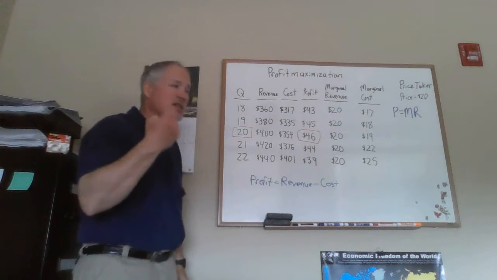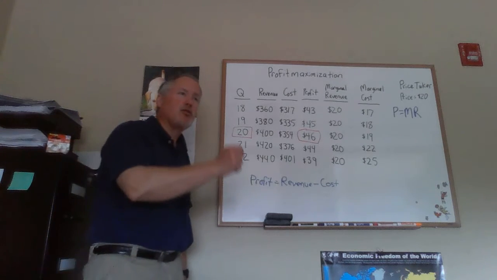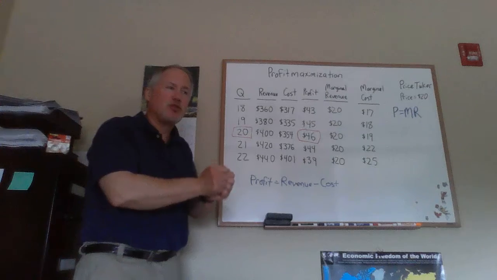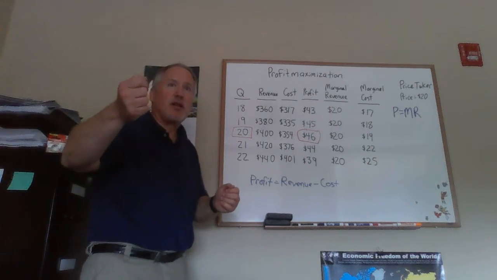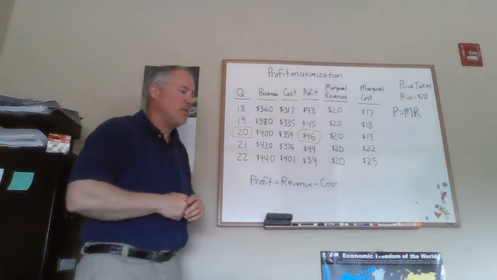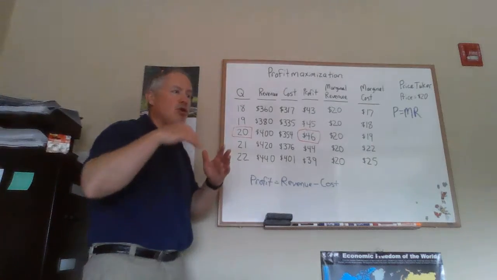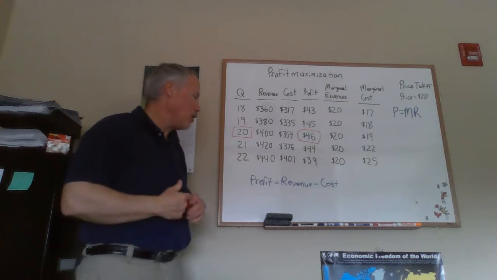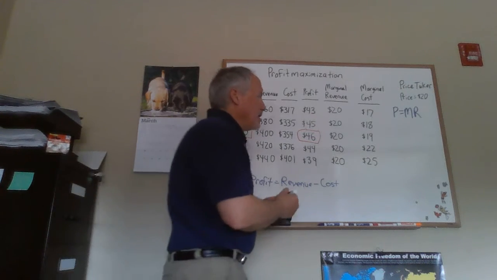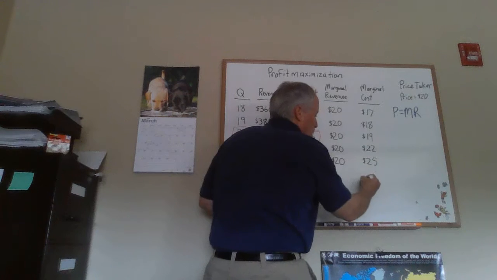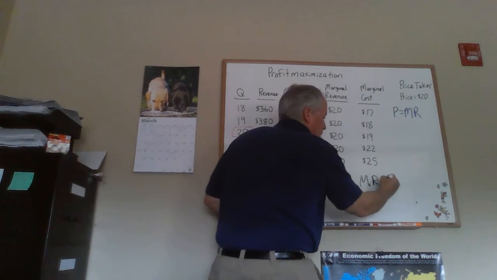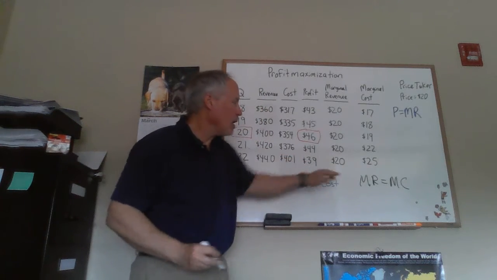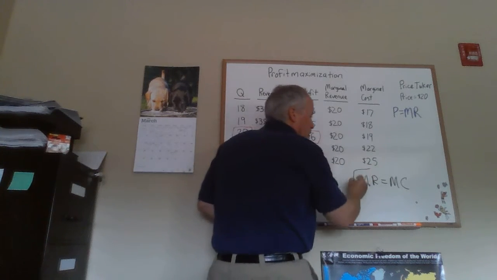So what we've seen is that the crucial thing is you have to compare marginal revenue and marginal cost. When marginal cost is lower than the marginal revenue, the firm will make a larger profit by producing more output. When marginal cost is greater than marginal revenue, you would make a smaller profit if you produced more output. So the firm is going to want to expand output until marginal revenue is equal to marginal cost.